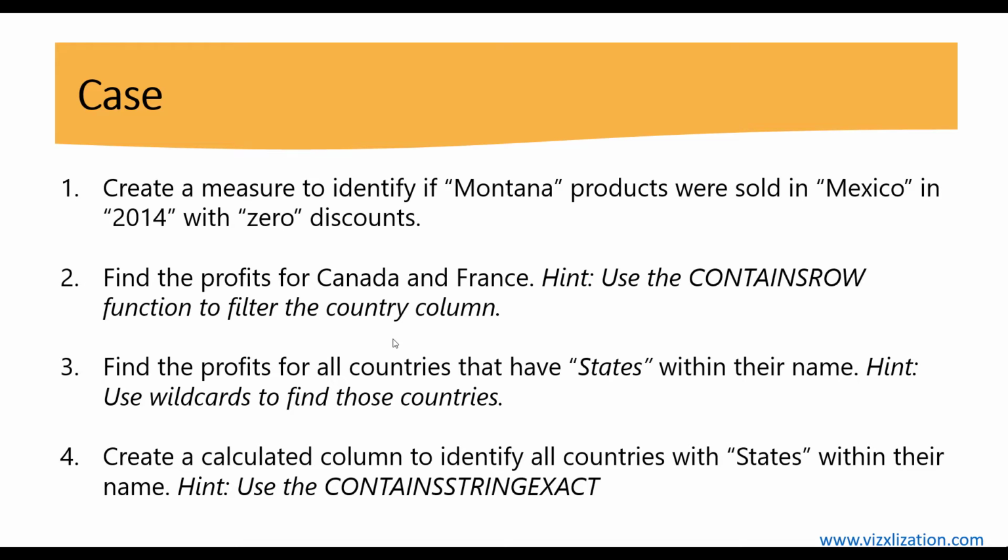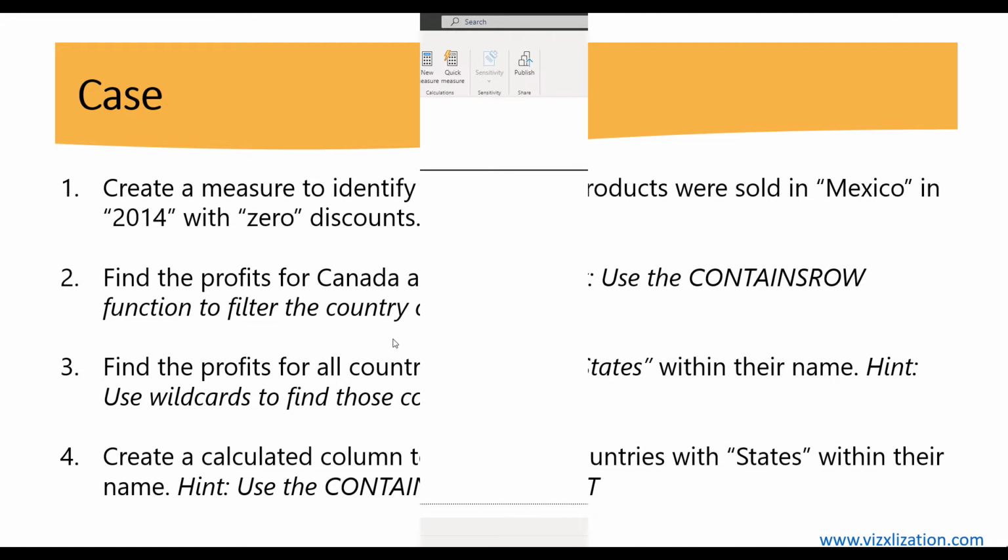Third question, find the profits for all countries that have "states" within their name. Hint, use wildcards to find those countries. And finally, create a calculated column to identify all countries with "states" within their name, and hint, use the CONTAINSSTRINGEXACT function. So guys, what do you think? Are you ready? Let's go to Power BI Desktop.